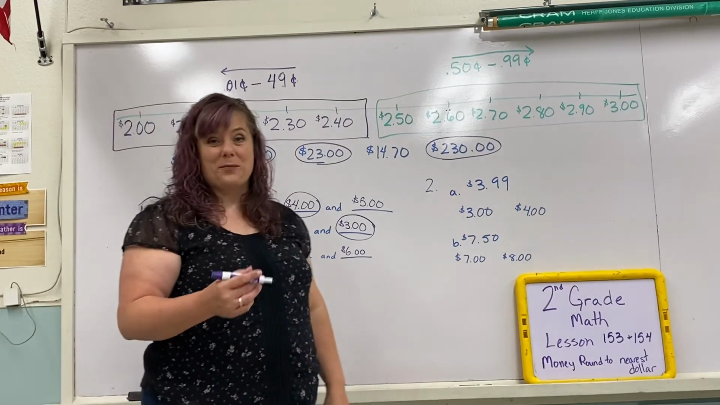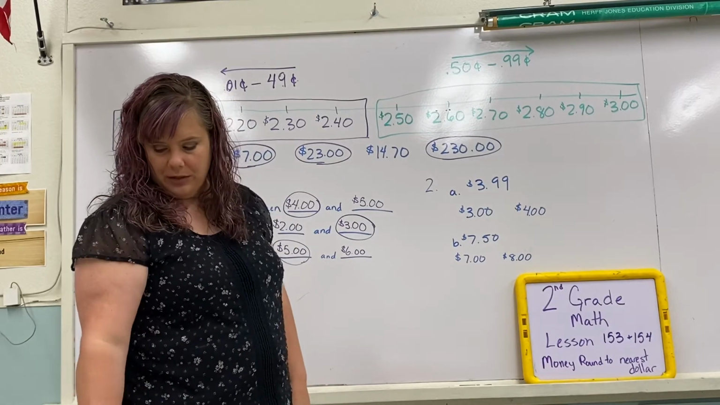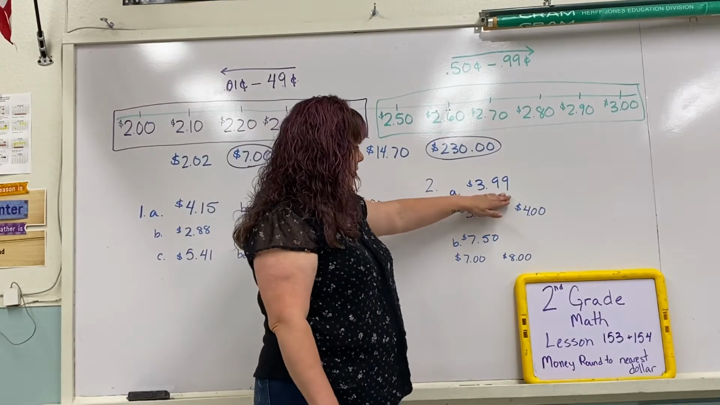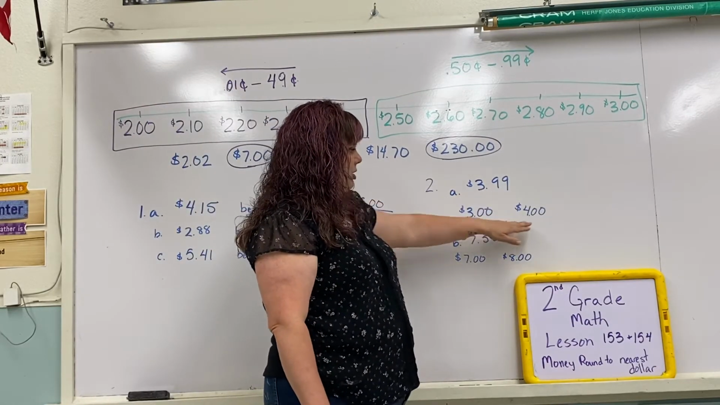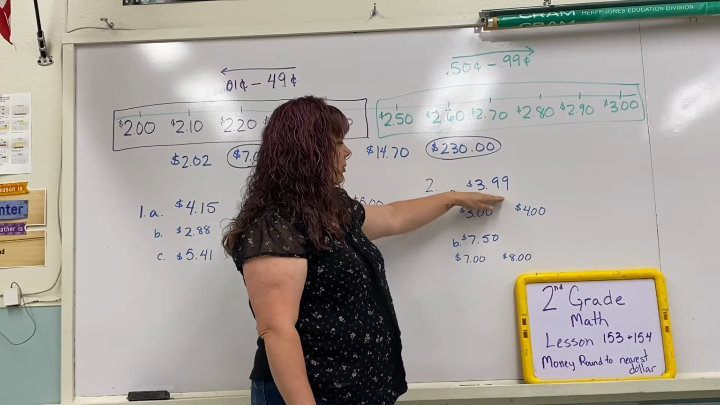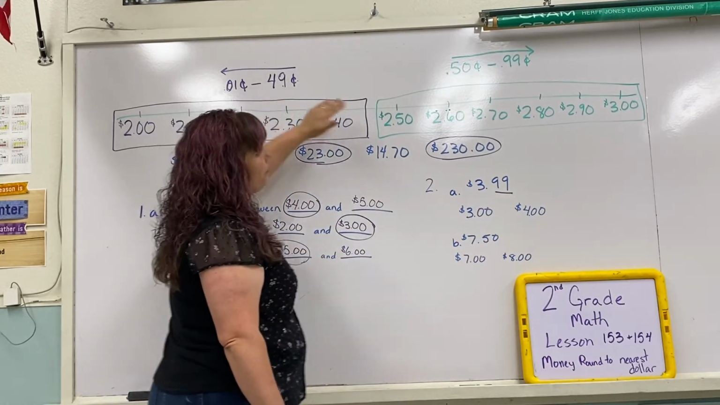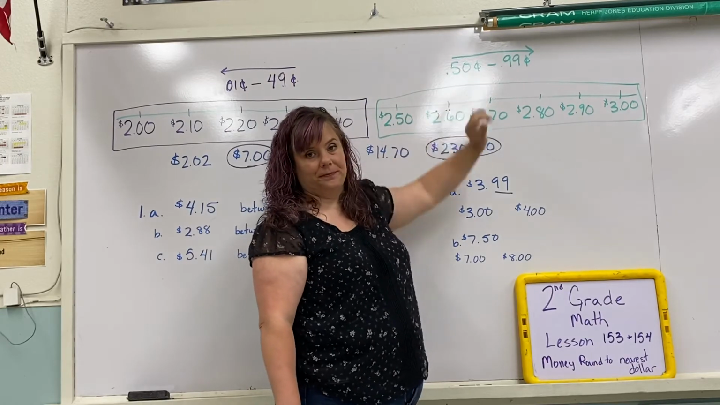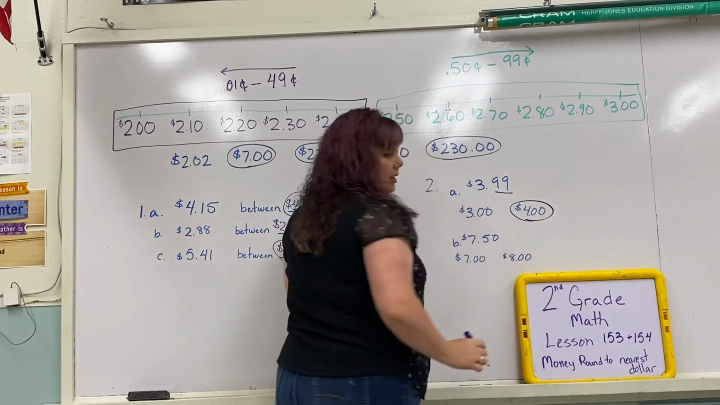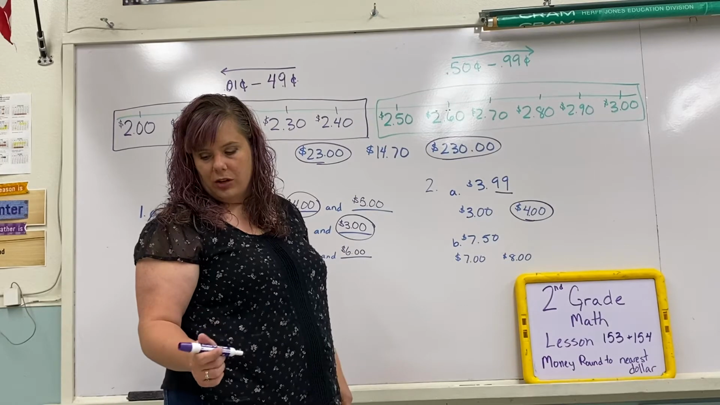Okay, now look over at number 2, and we're going to do that one together also. It says mark the correct round dollar. So we're looking at $3.99. It gives us the two dollars that it's between, $3 and $4, but which one is it closest to? We're looking at the 99 cents. Is it closer here or is it closer here? It's closer to the higher one, so we're going to circle the $4 because that's correct. So you're going to fill in the bubble under the $4.